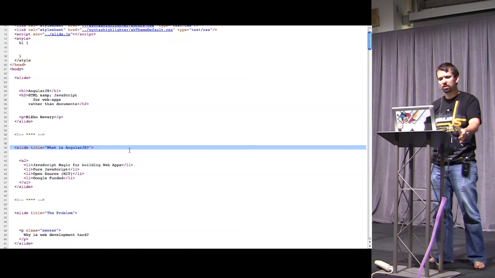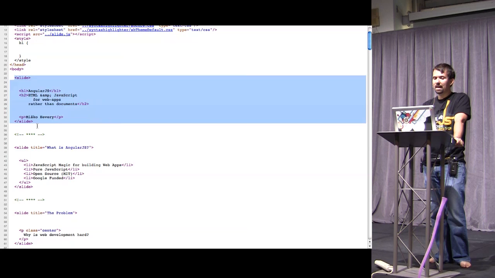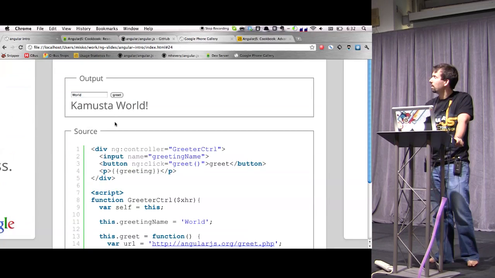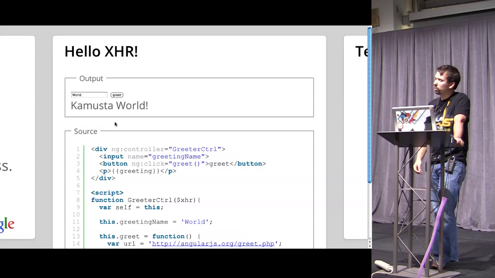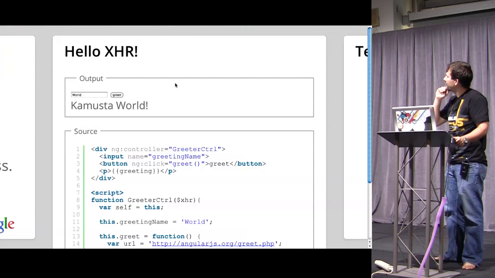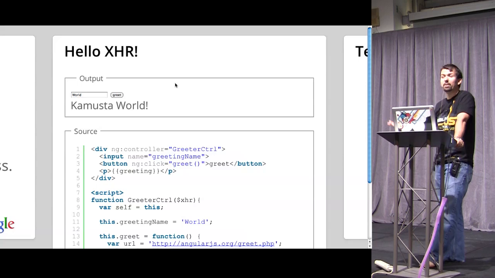So as you can see, if I want to add a new slide, all I have to do is create a slide element and put stuff in it, and I have a new slide in my presentation deck. So this application, as you can see, does everything that you would want. It's bookmarkable, so as you can see, I'm on slide 24. We'll talk about that later. It adds new behavior to the browser, so the browser is now a presentation deck. It's useful for doing that.